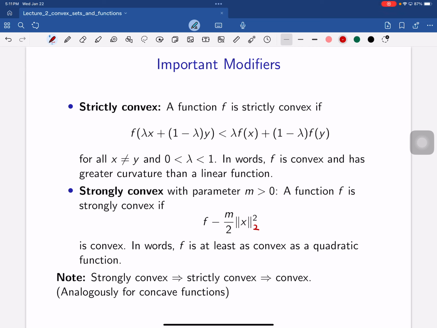Okay, so again, strongly convex is stronger than strictly convex because it has to be more curved than a quadratic function. And strictly convex is stronger than a convex function because it has to hold strictly. It cannot be a linear function. Okay, that's by definition. Probably you will see this concept in some of the literature, but I want to give you this definition here.